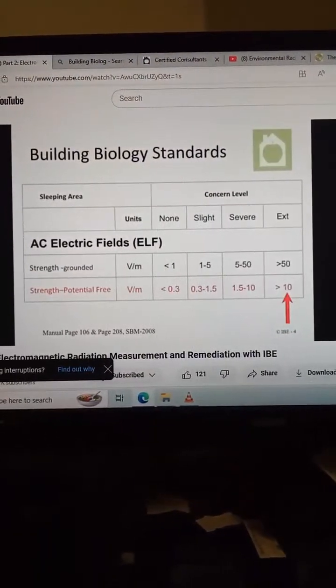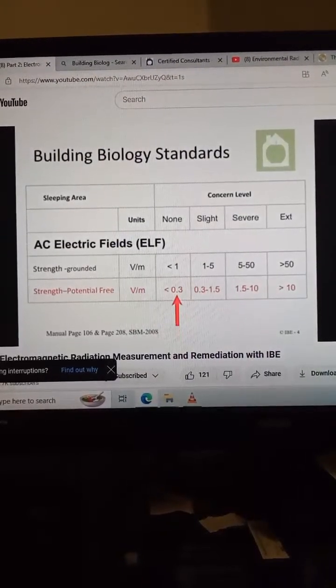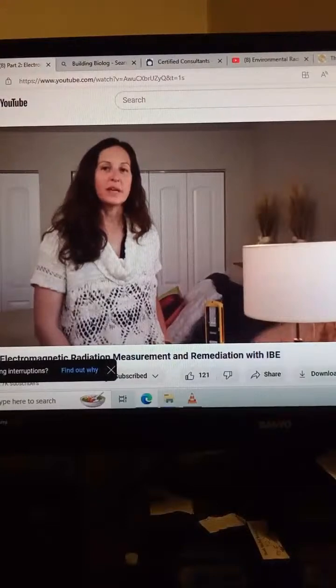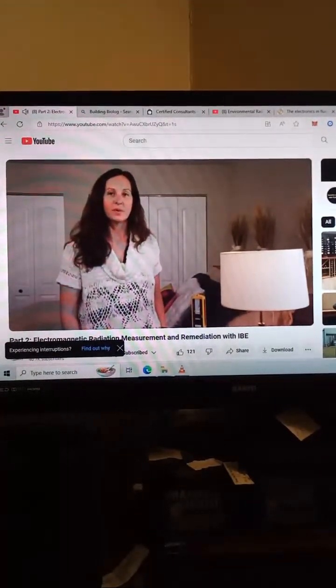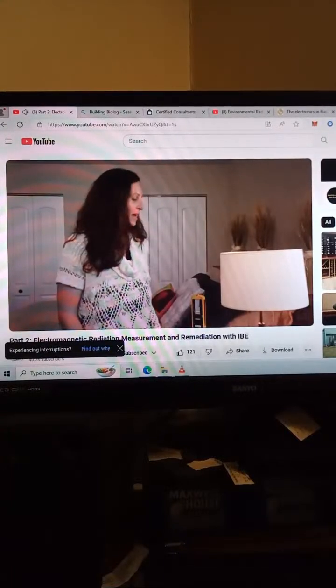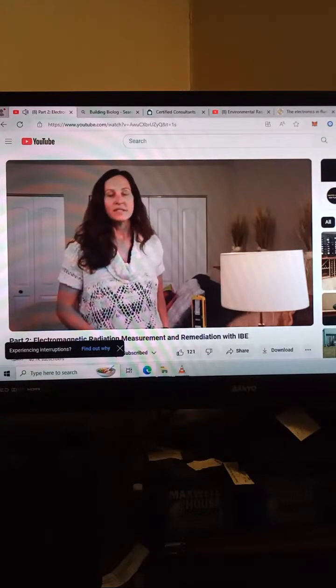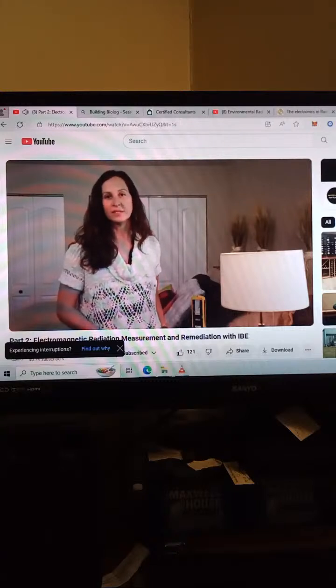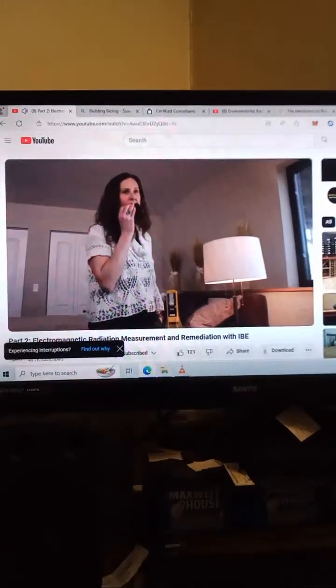And in order to get it to an area of no concern, we would need to go down to 0.3 volts per meter. We've done a test in the sleeping area to identify the impacting breakers that the building biology profession goes through. And we're going to demonstrate that by turning off these breakers, the electric fields will be eliminated. I have an assistant out at the panel ready to turn off those breakers. So I'm going to ask the assistant to do that at this time, and you'll see the impact on the meter. Can you go ahead and turn off the breakers, please?